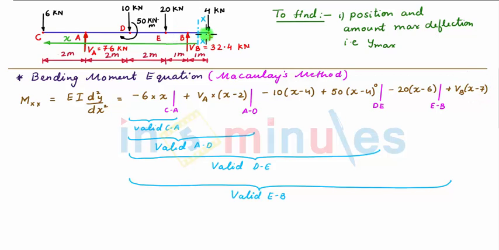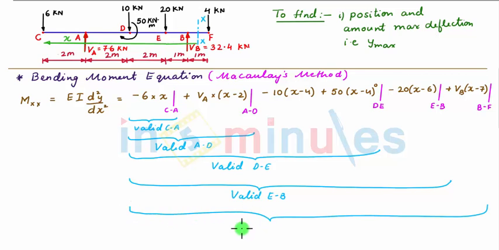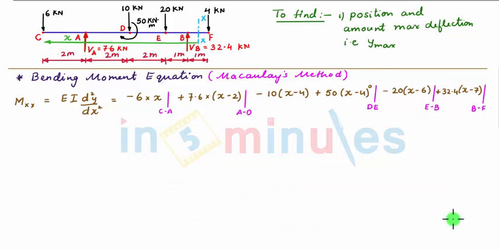Now since this equation is valid between point B and F, let's put it under another partition BF, and this whole equation is valid between point B and F only. So this is a single bending moment equation obtained by using Macaulay's method.